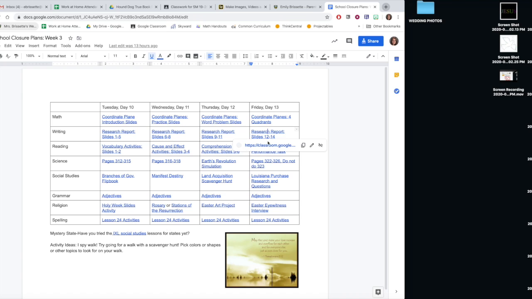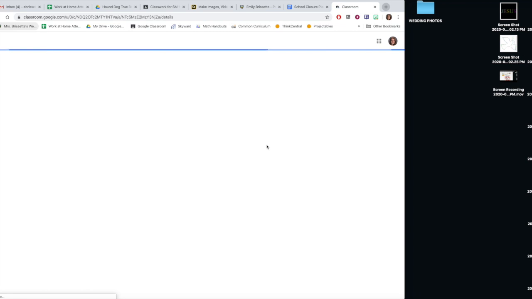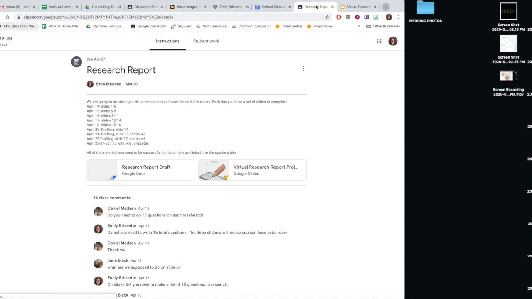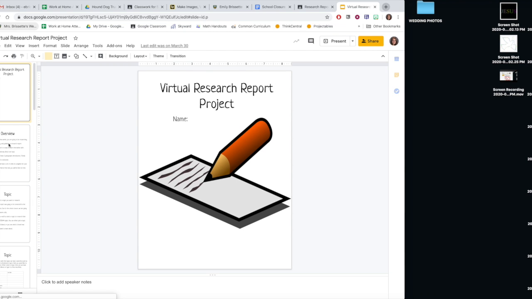For your research report, if you didn't finish finding the research yesterday for your questions, you can continue to finish that up. If you did finish, you can start the next step. We are on slides 12, 13, and 14 today. I really have enjoyed looking at the topics that you guys chose. There's some really interesting ones.